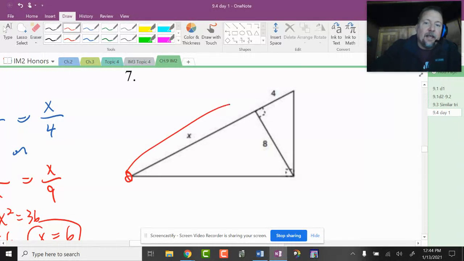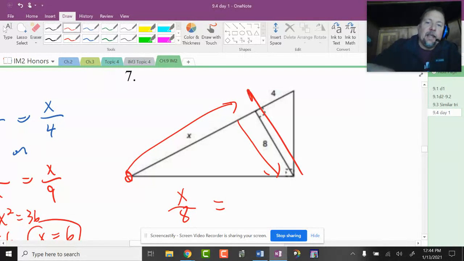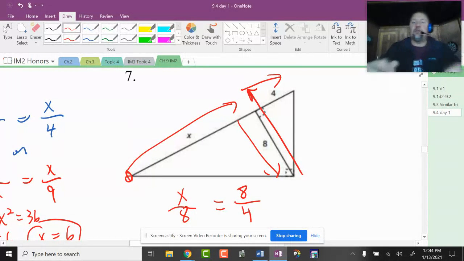Left. x over 8 equals 8 over 4. You never pick up your pen in both tricks. That's why it's only 4 that we have at the end there. Oh, this one's not as bad at all. 4x equals 8 times 8, 64.